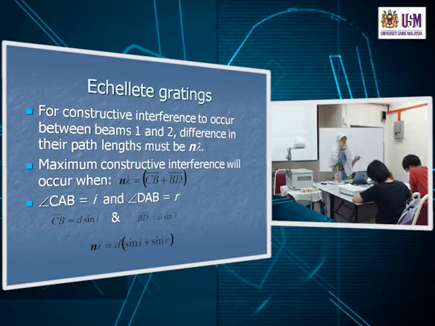Okay, so remember the equation is nλ equals D times sine I plus sine R. I is given, R is given, and n is equal to 1. So what is the wavelength coming out at reflection angle 5 degrees?